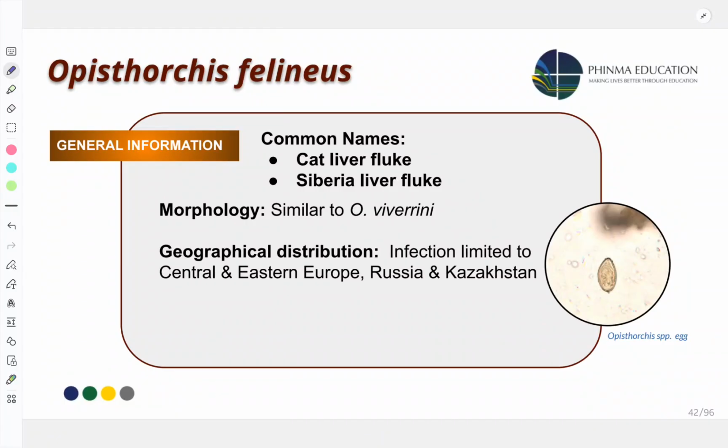Next, we have Opisthorchis felineus. Feline, felineus, meaning it is normally found in cats. Its common name is the cat liver fluke or the Siberian liver fluke. It is similar to Opisthorchis viverrini in morphology. Infection is limited to Central and Eastern Europe, like Russia and Kazakhstan.